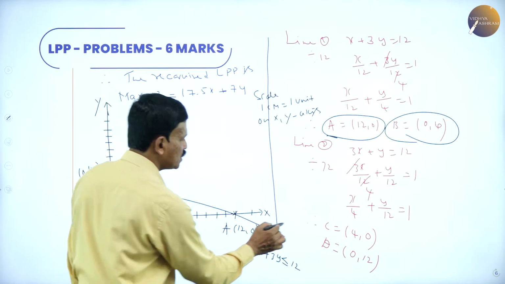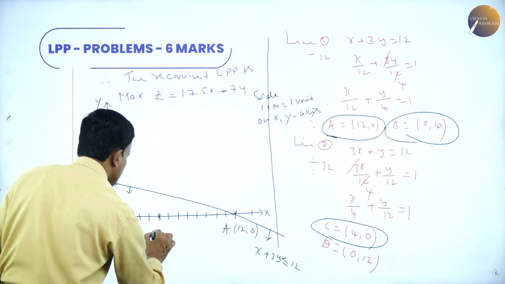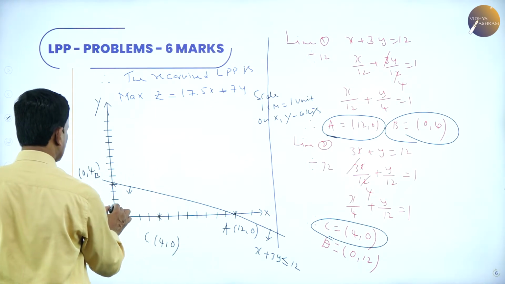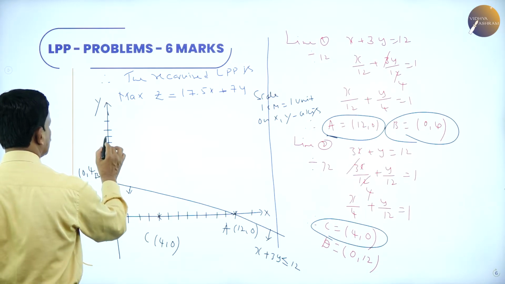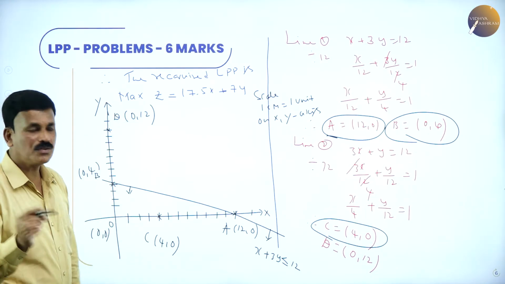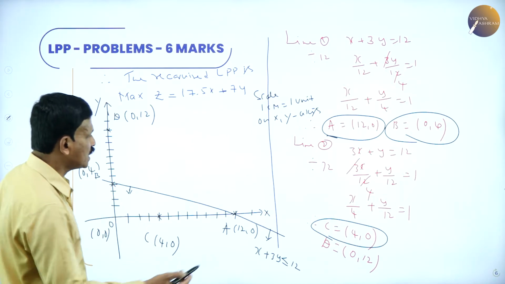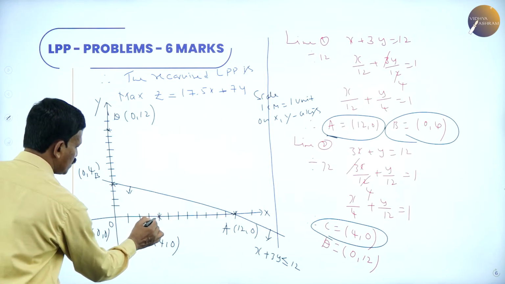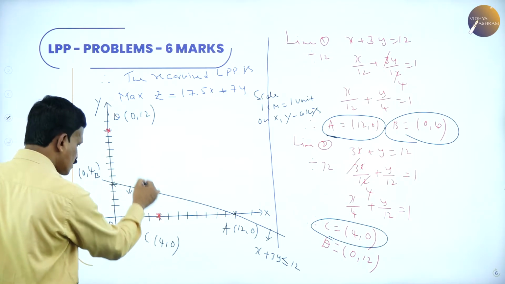And the second, C is equal to 4 comma 0. X is 4. 1, 2, 3, 4. This is C, 4 comma 0. And D, 0 comma 12. 1, 2, 3, 4, 5, 6, 7, 8, 9, 10, 11, 12. This is D. Now, what are the points? This is for the first line. Now, let us represent the second line. The first point C, 4 comma 0. And D, 0 comma 12. Draw a line.